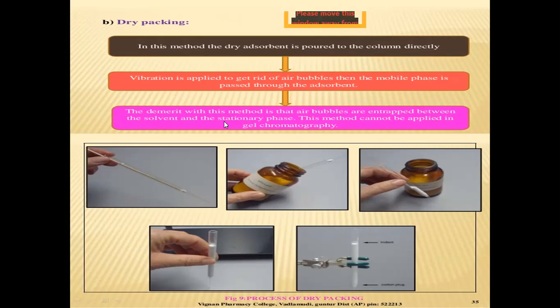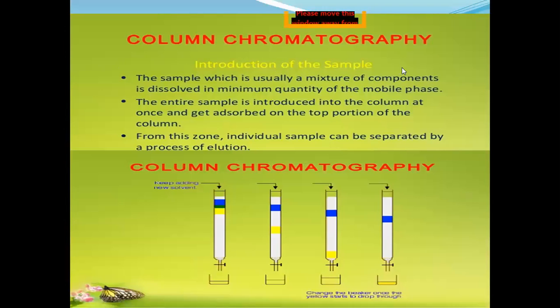So after packing, the next step in column chromatography is how we introduce the sample. So how can we introduce the sample? The first is selection of column, second is selection of stationary phase, third is selection of mobile phase, fourth is preparation of the column. Preparation of the column can be done by two methods: one is the dry method and second is the wet method. After preparation of the column, next is introducing the sample.